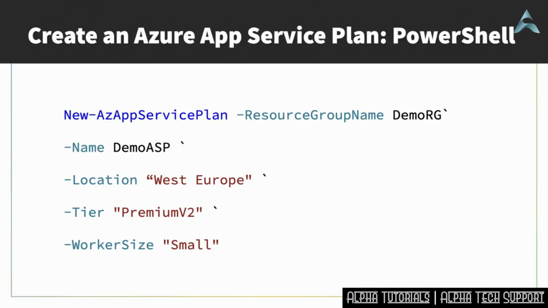You use the verb new and then Azure App Service plan, resource group, and you just put the name of the resource group, the name for the app service plan, the location, the tier. So here is the difference: it's not SKU, it's tier, and then the worker size. So you can have this here. And of course, this will then also create an app service plan using PowerShell.